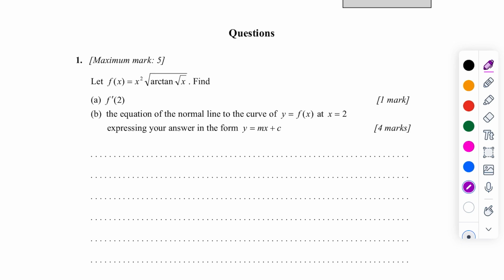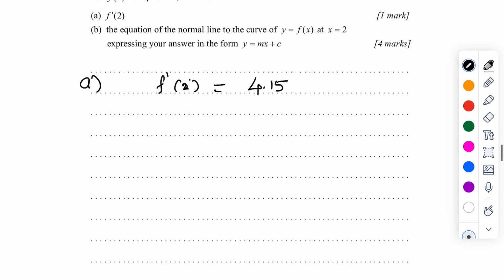f of x equals x square arc tan of square root of x. Find f prime 2. So directly by GDC you can find it out. f prime 2, plug in that one in the GDC and get it out. Its value is 4.15. Find the equation of the normal line. Again you can draw the tangent line by GDC. This is all by GDC. So you should be getting the line as minus 0.241x plus 4.39.